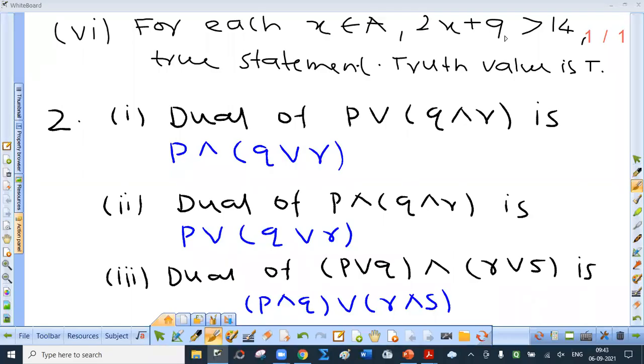Second question, write the duals of each of the following. Now, don't write the answer directly. For example, first one, we have to write the dual of P or Q and R is P and Q or R. What is the dual of P and Q and R? It is P or Q or R. Third one, dual of P or Q and R or S is what? P and Q or R and S.